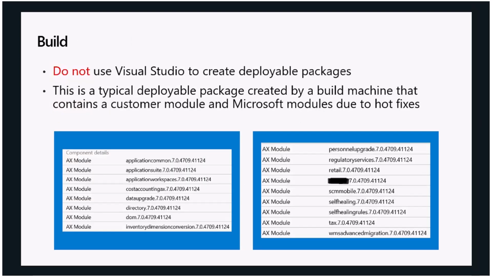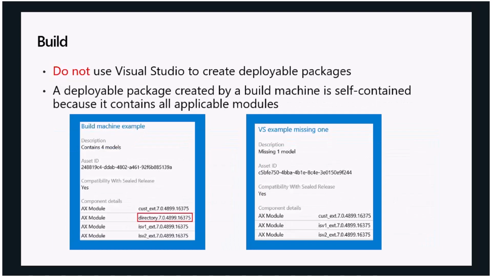Here's a few examples of some deployable packages. This is a typical deployable package that was created by a build machine, and you can see it's got App Suite and all this, and that's because this is a 7.2 application. The one that's anonymous there is their customization package, but all the others are here because of KBs. The reason that we like a build machine is because it's self-contained and it contains all the applicable modules, and there's sort of a matched set.